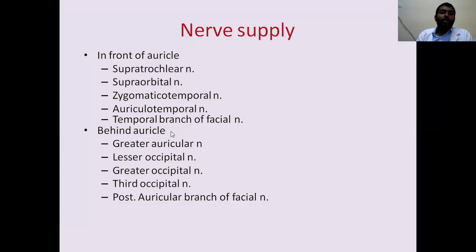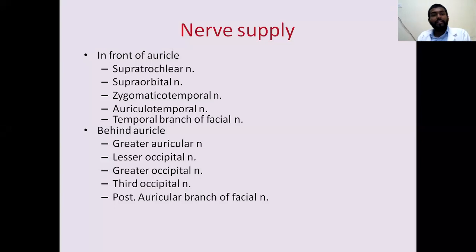The ones in front of the auricle are the supratrochlear nerve, supraorbital nerve, zygomaticotemporal nerve, auriculotemporal nerve, and the temporal branch of the facial nerve. It generally corresponds to the anatomy of that region. Like you have the trochlear region, orbital region, zygomatic region, and temporal region. So the nerves are named after them, like supratrochlear, supraorbital, zygomaticotemporal, auriculotemporal, and temporal branch of facial.